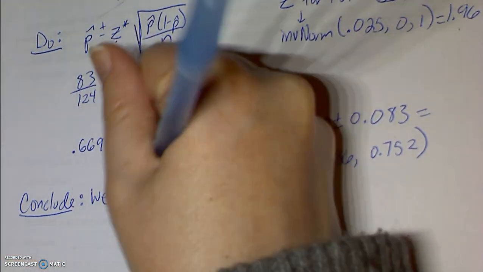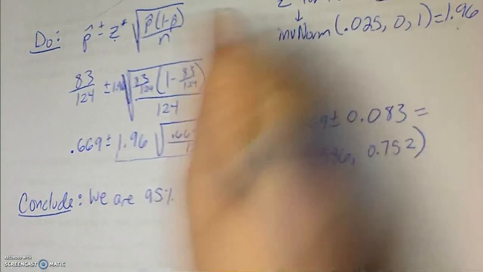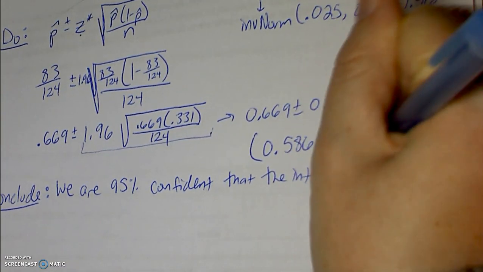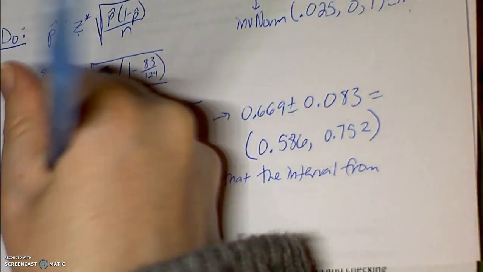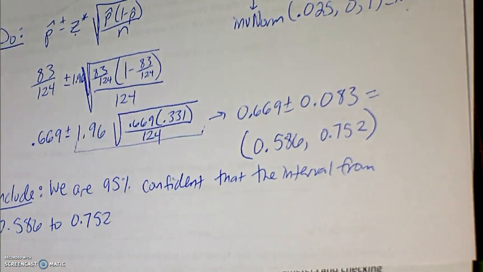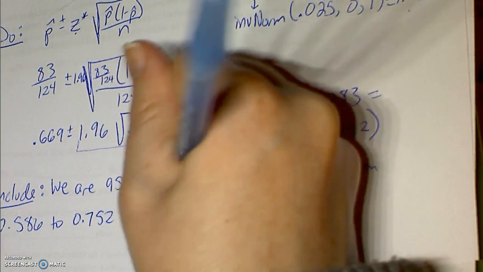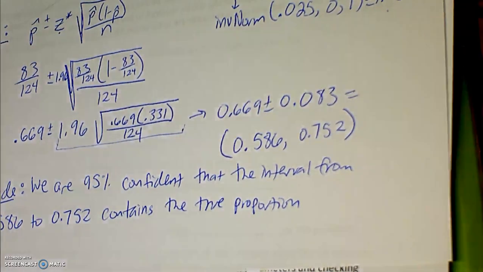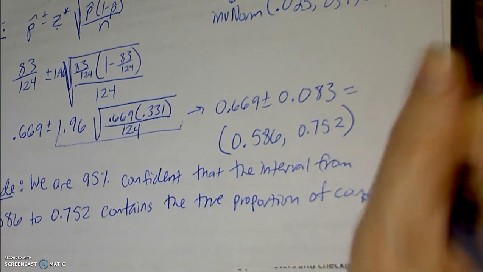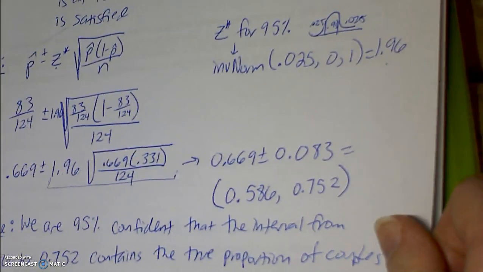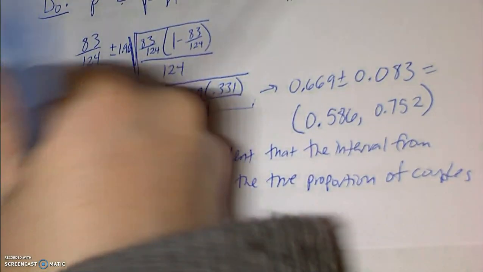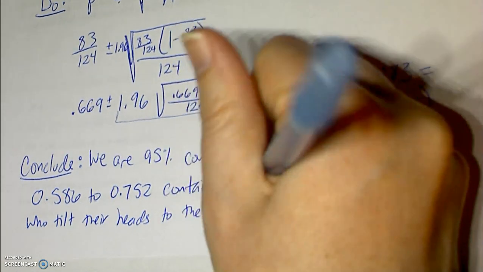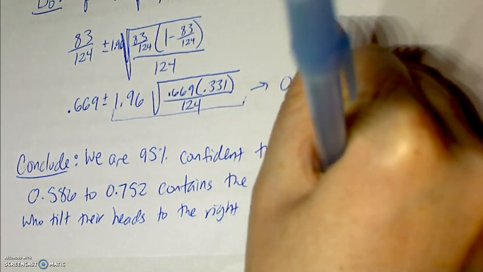So in this case, we are 95% confident that the interval from (0.586) to 0.752 contains, or you could say captures, that's fine, contains the true proportion of couples who tilt their heads to the right when kissing. Okay.